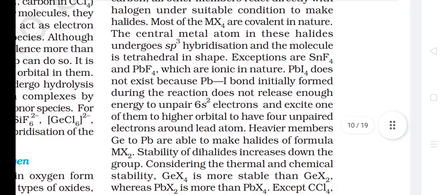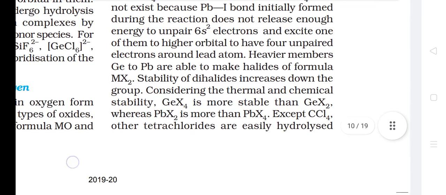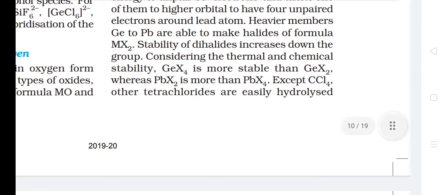PbI4 does not exist because the Pb-I bond initially formed during the reaction does not release enough energy to unpair 6s2 electrons and excite one of them to a higher orbital to have 4 unpaired electrons around the lead atom. Heavier members Ge to Pb are able to make halides of formula MX2. Stability of dihalides increases down the group considering the thermal and chemical stability. GeX4 is more stable than GeX2, whereas PbX2 is more stable than PbX4.